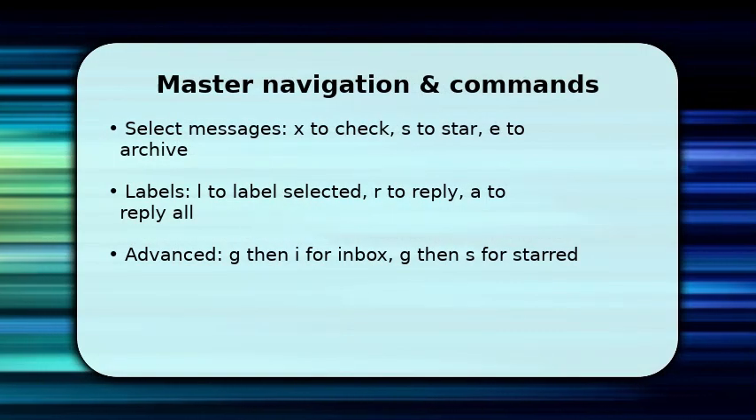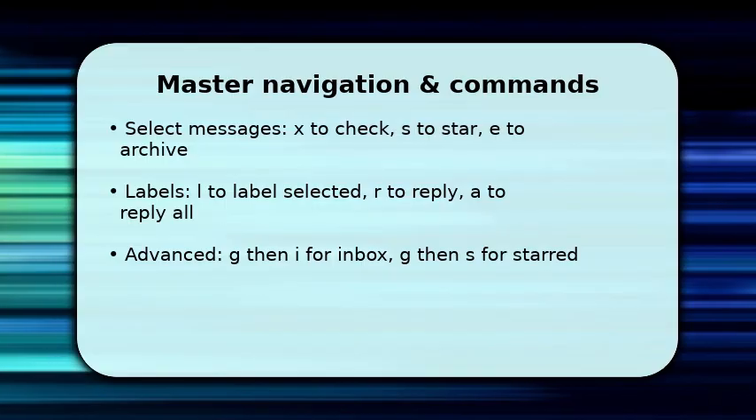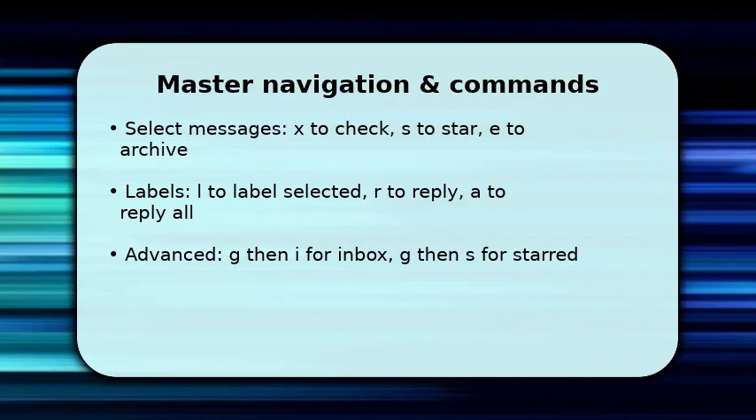Use X to select messages, then S to star or E to archive multiple items quickly. This avoids mouse trips. Press L to apply labels and R to reply or A to reply all, without leaving the keyboard. For quick jumps, use G then I to go to inbox, or G then S for starred.